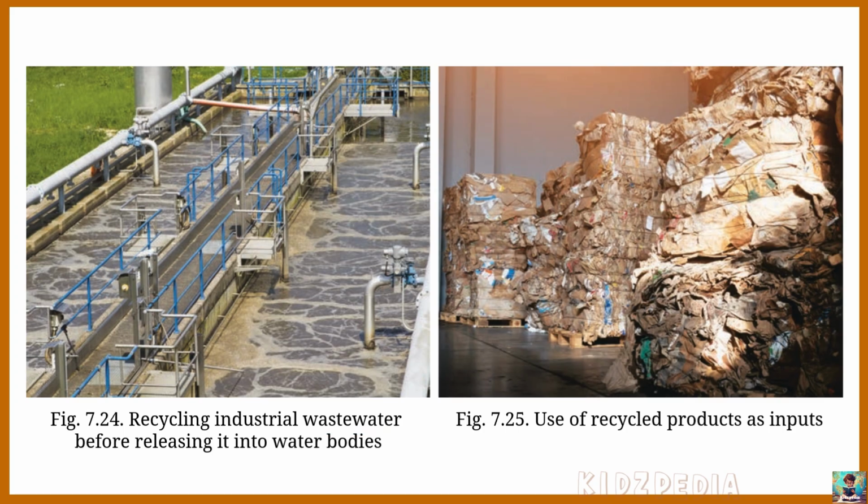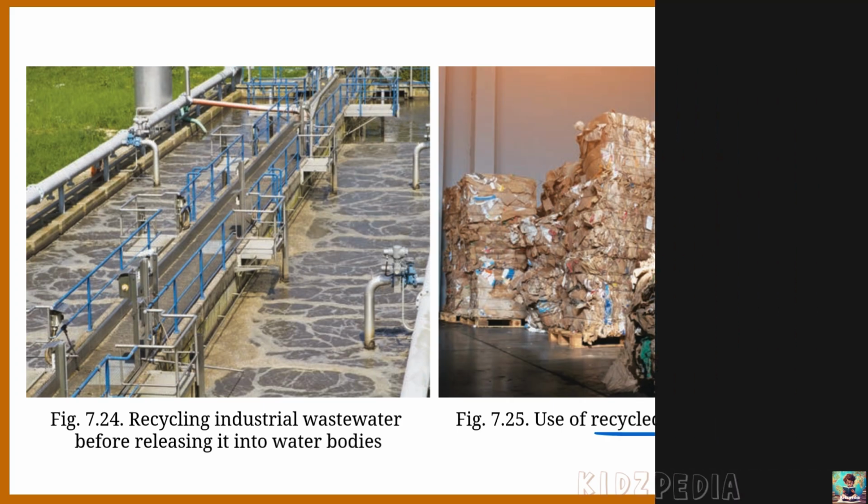Figure 7.25. Use of recycled products as inputs. So, recycling means using products again instead of throwing them away. When recycled products are used as inputs for production, it reduces the amount of waste generated. This also helps in saving natural resources like water, minerals, and energy. By using recycled materials, industries can make production more environment-friendly and sustainable.